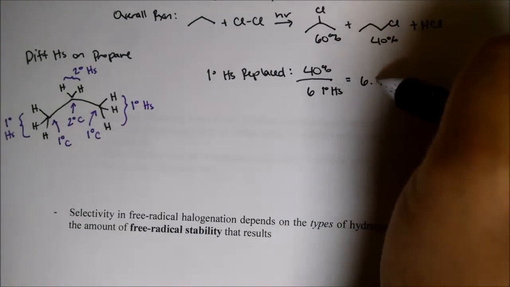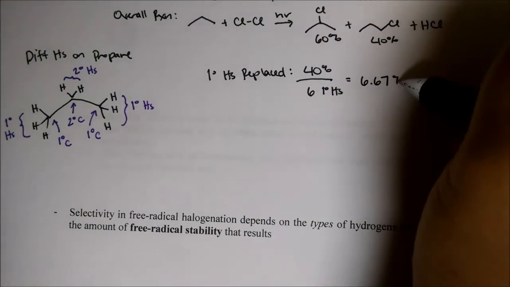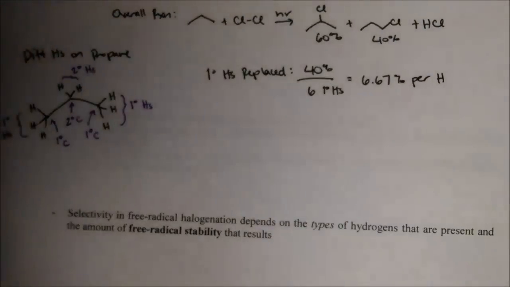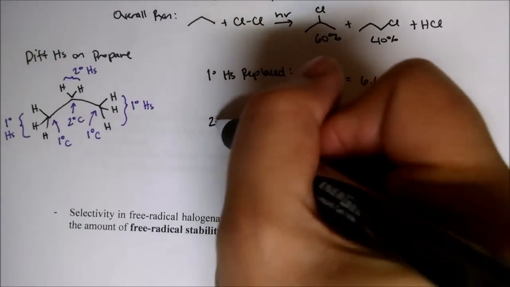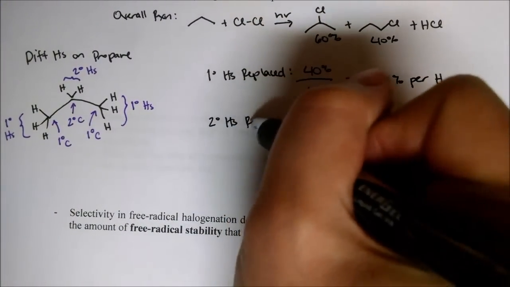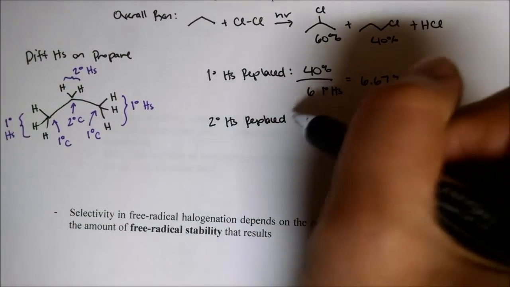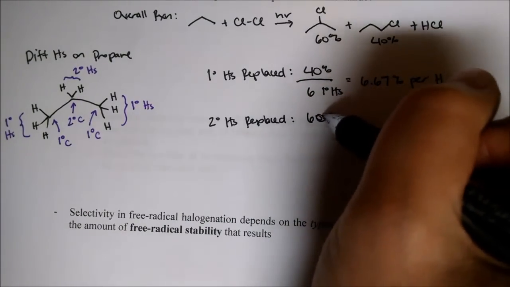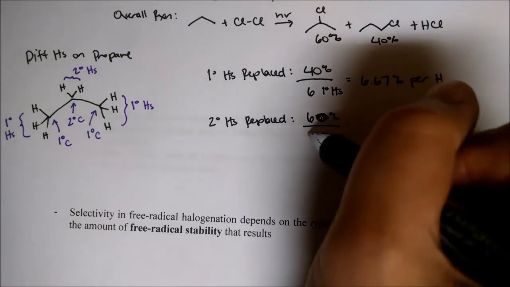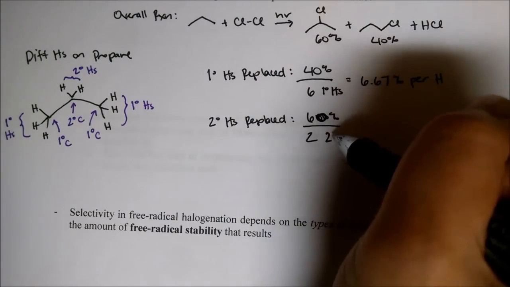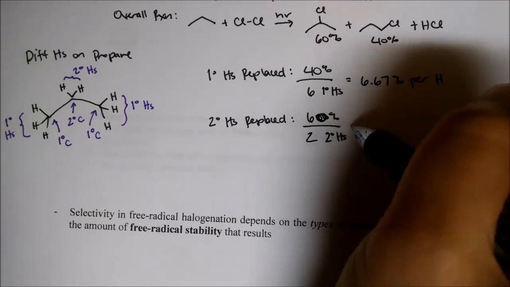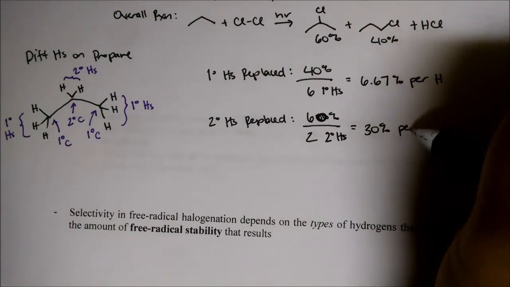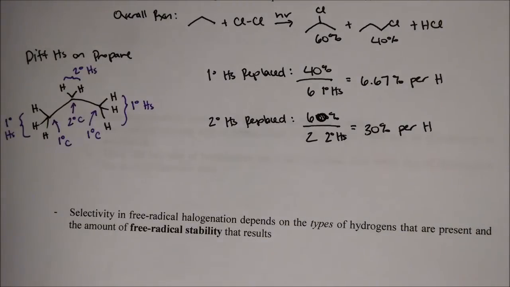And we get this reactivity of only 6.67% of product formed per H. Okay, if we use the same argument for the secondary hydrogens, they actually accounted for 60% of the product. Whoa, 60% of the product. And there were only 2 of them, 2 secondary H's. So each H then actually accounted for 30% of the product per hydrogen.